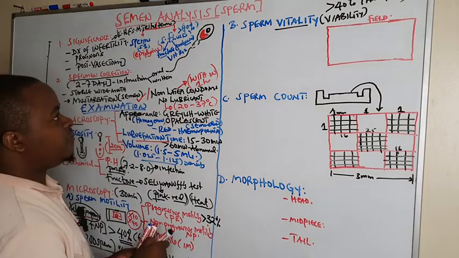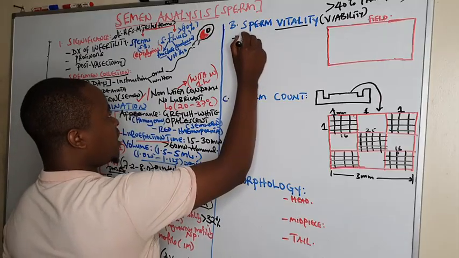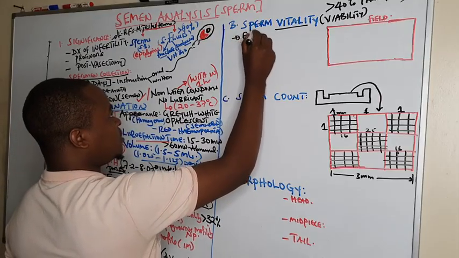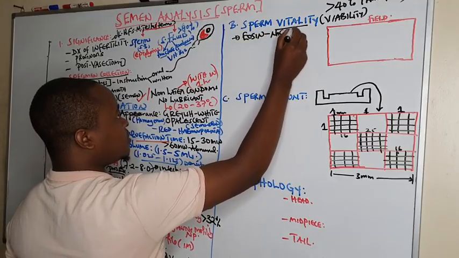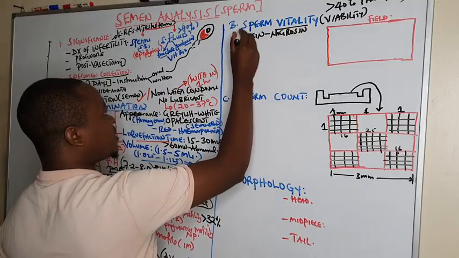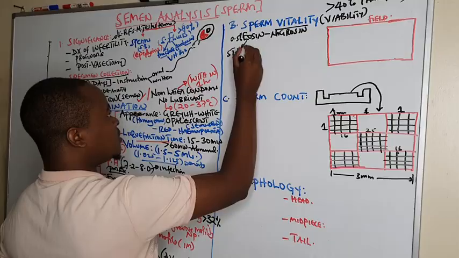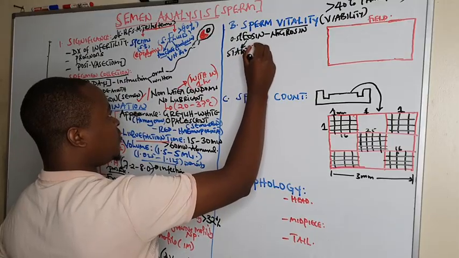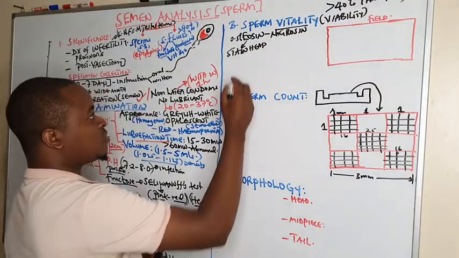And what we do under vitality, we use a reagent known as eosin-nigrosin, whereby 0.5% eosin is used to stain the head of the sperm, because it contains the nucleus, so it is able to stain it pink.